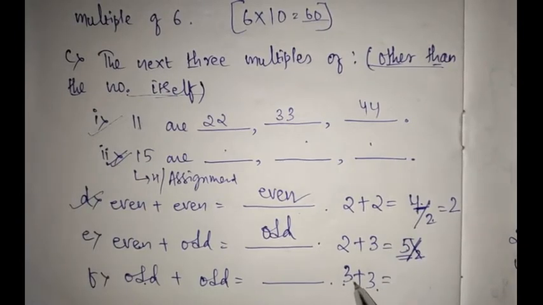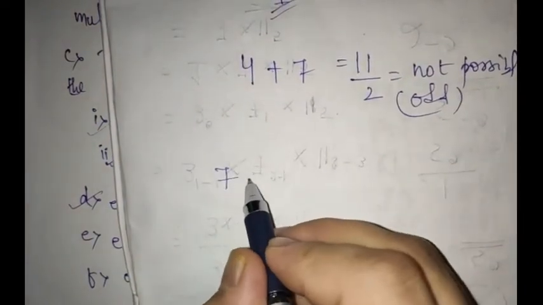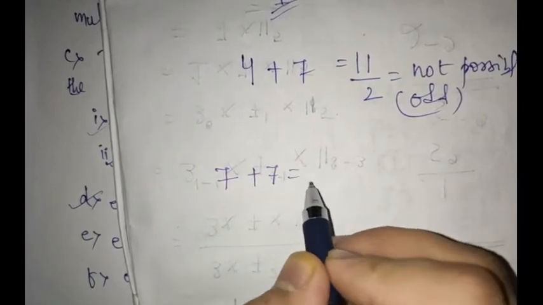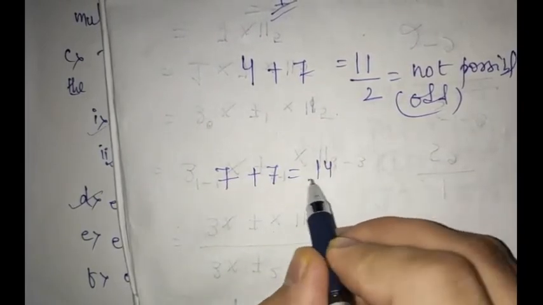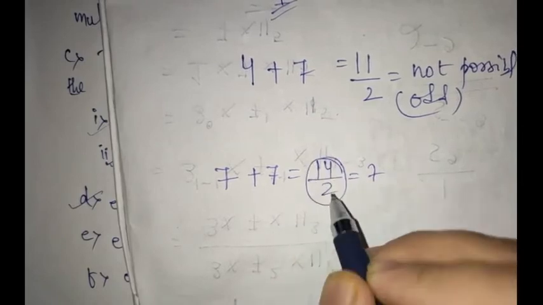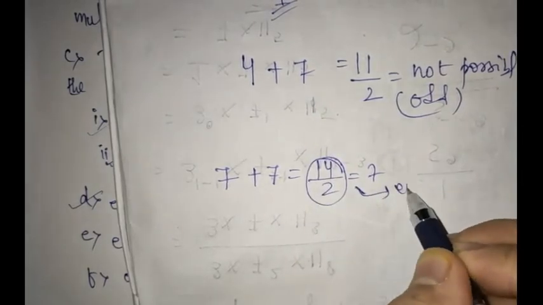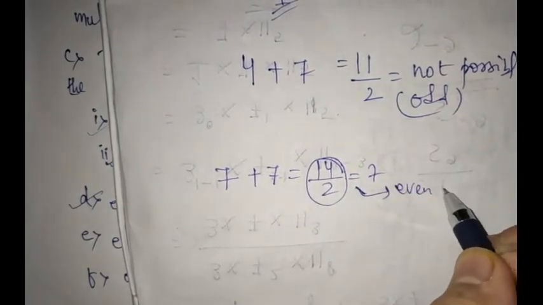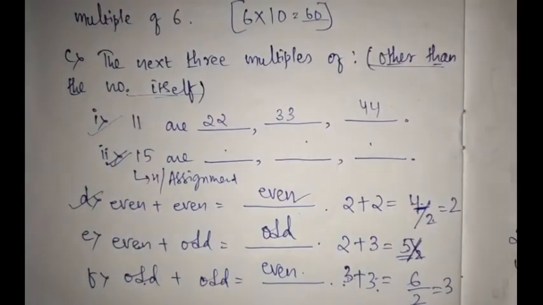Now what will happen when you add this? 3 plus 3 is 6. Now 6 can be divided by 2, so it is an even number. Let's take another example also. When you have 7, an odd number, and another odd number, that is 7, you get 14. Yes, 2 sevens are 14. So what are you getting? An even number. So when you are adding odd and odd, you are getting an even number.